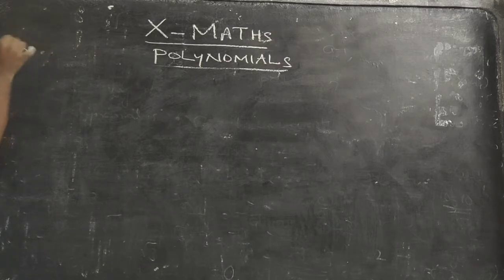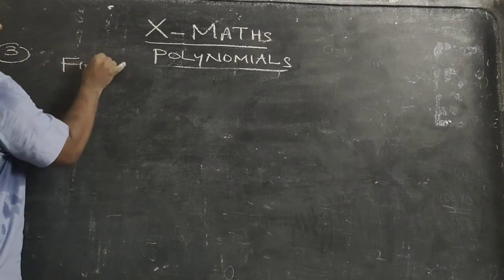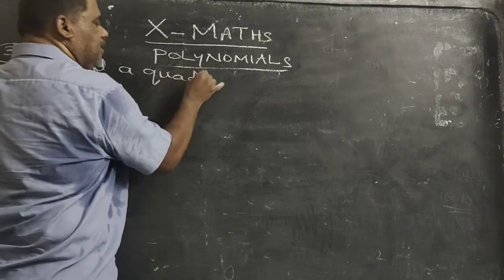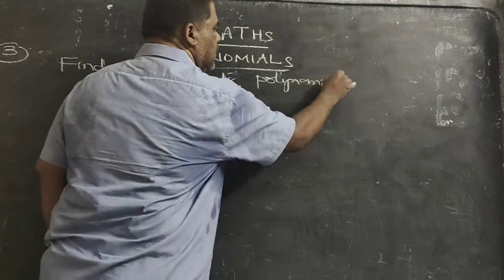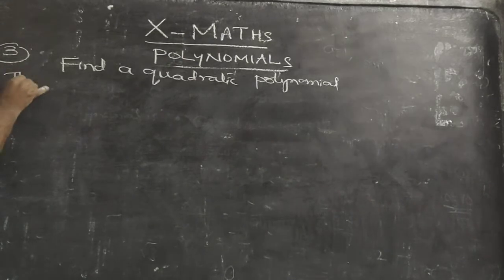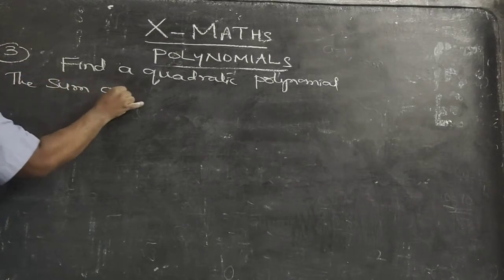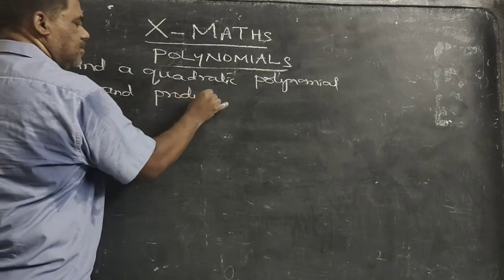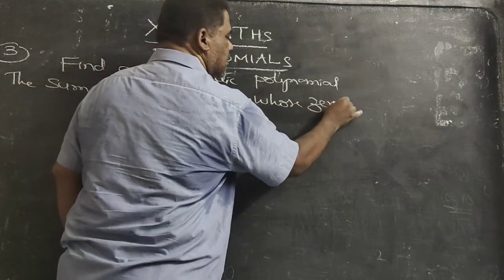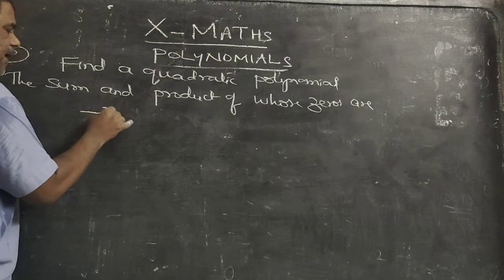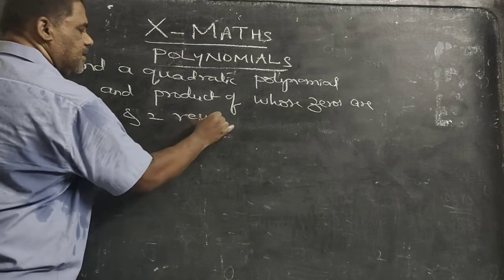Right, third example. Find a quadratic polynomial, the sum and product of whose zeros are minus 3 and 2 respectively.